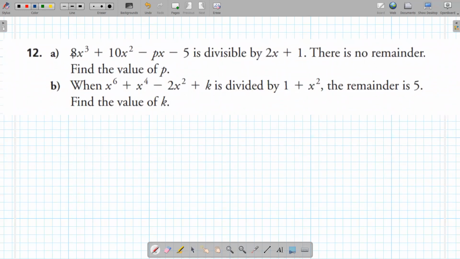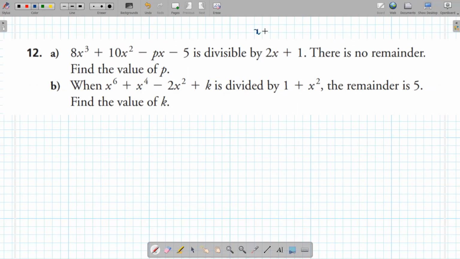The first one, it says there's a cubic polynomial and the p-value is missing. And it says it's divisible by this. There is no remainder. Find the value of p. Okay. So what's the goal here? This is the goal. The remainder theorem that says this.